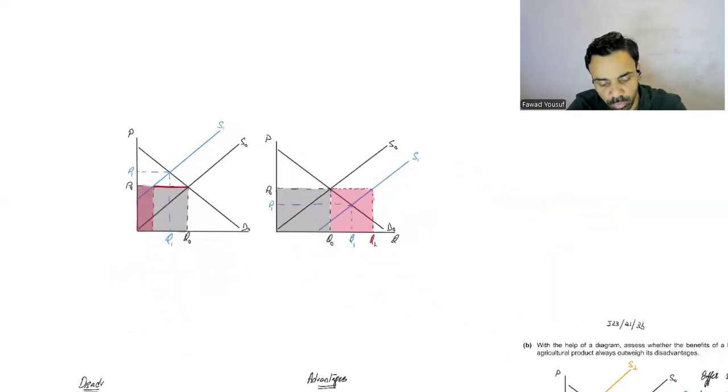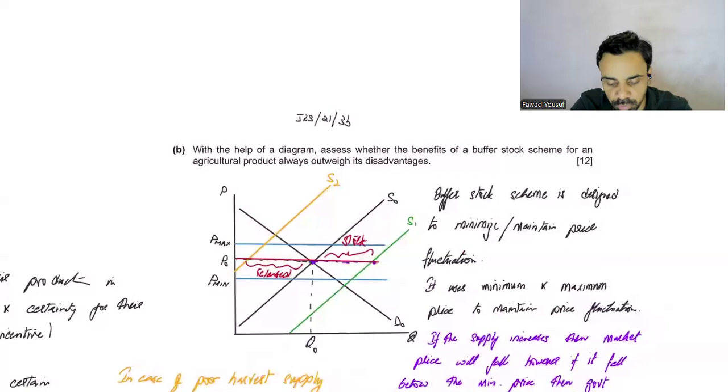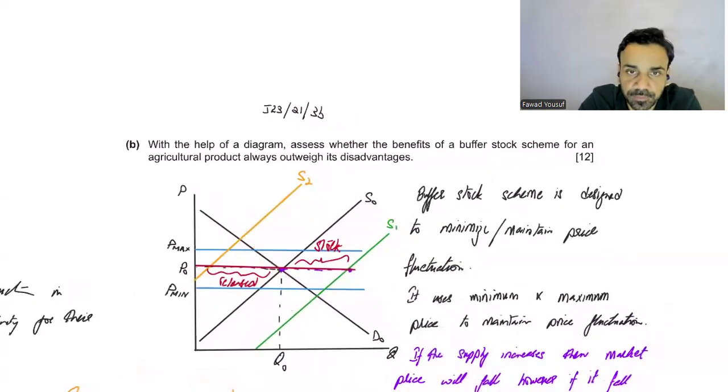What we want to do is we want to avoid, the question is about buffer stock. So we want to avoid talking about the other side, which is the other policies in this case.